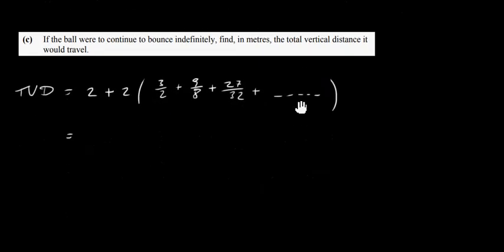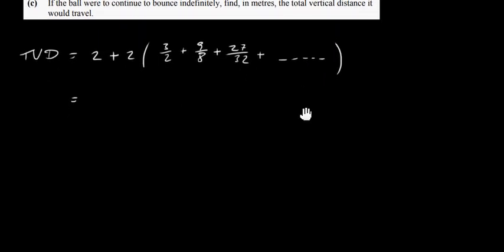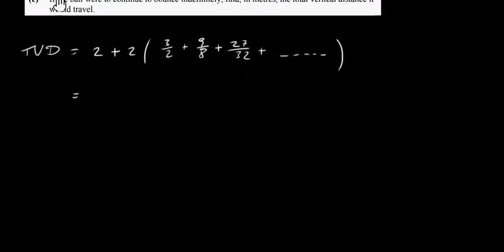Now, what we're going to do here is use the sum of the geometric series to infinity for this part here. So it's going to be 2 plus twice, and what we're going to use here is the sum to infinity formula, which is just a over 1 minus r.